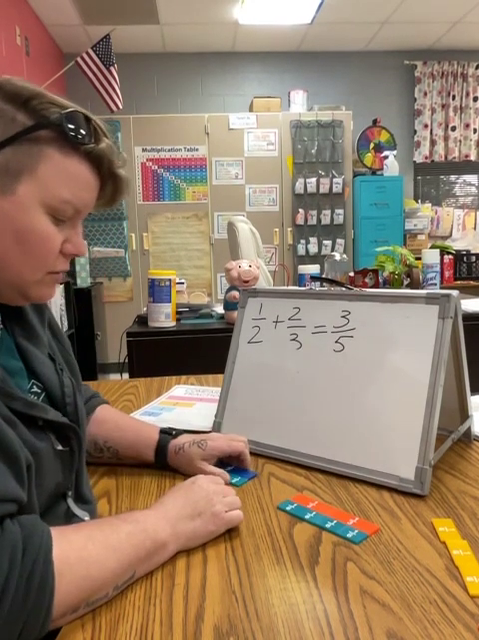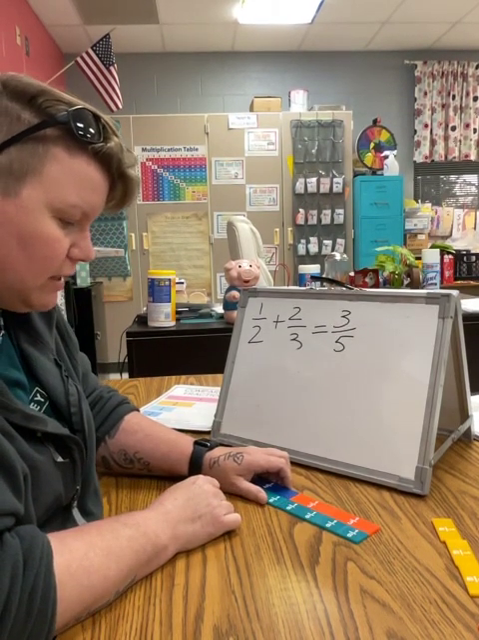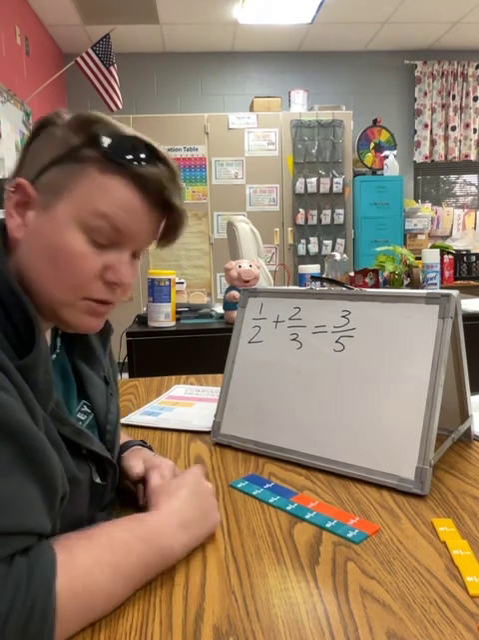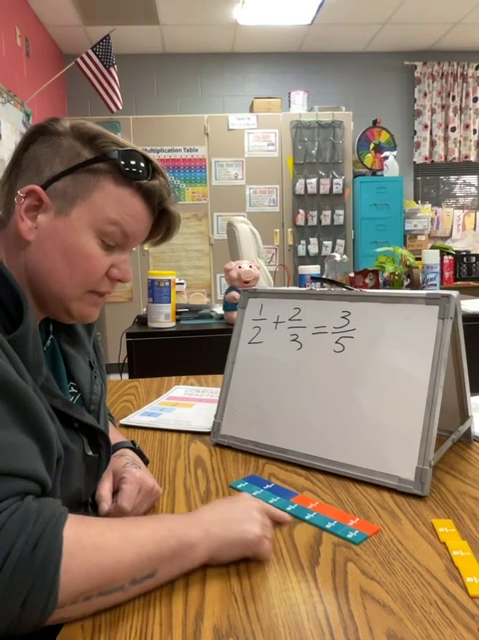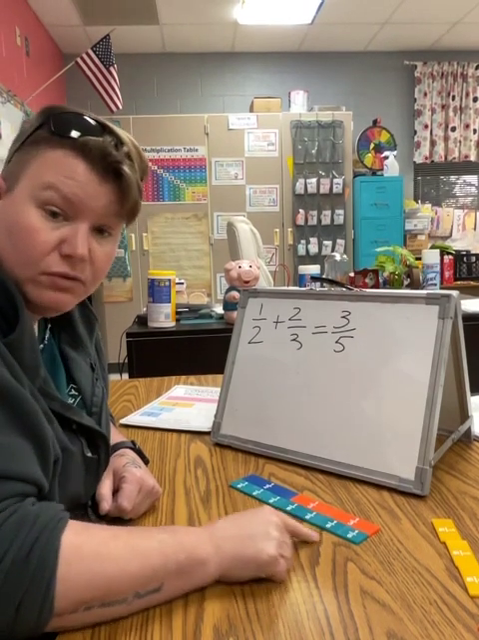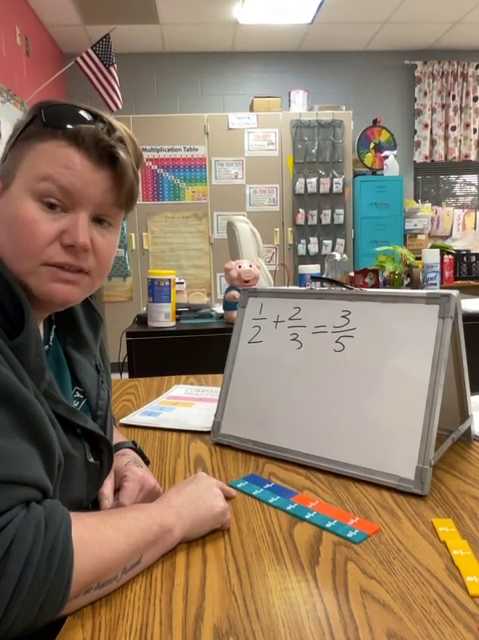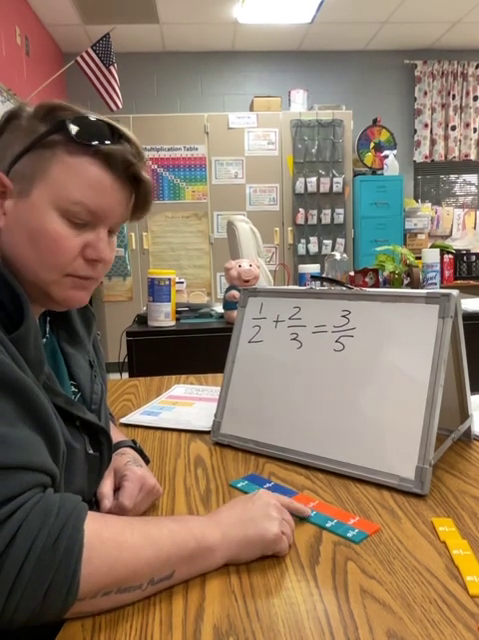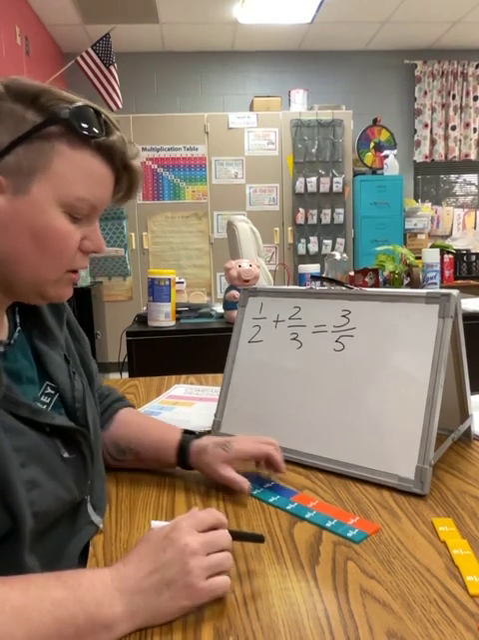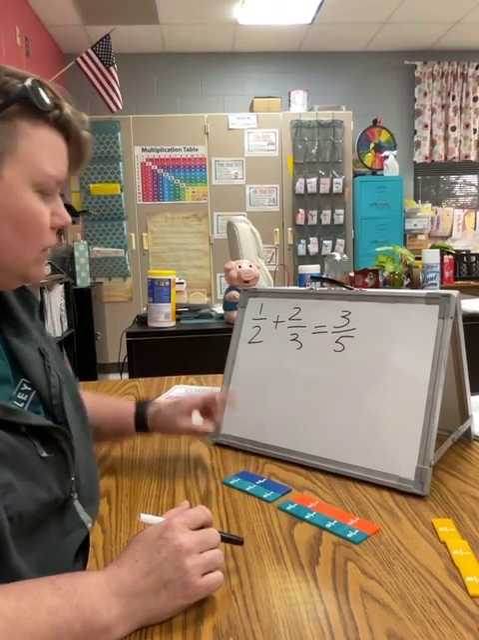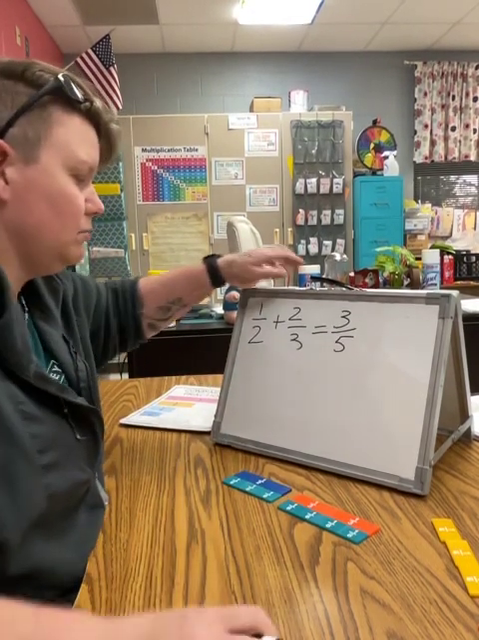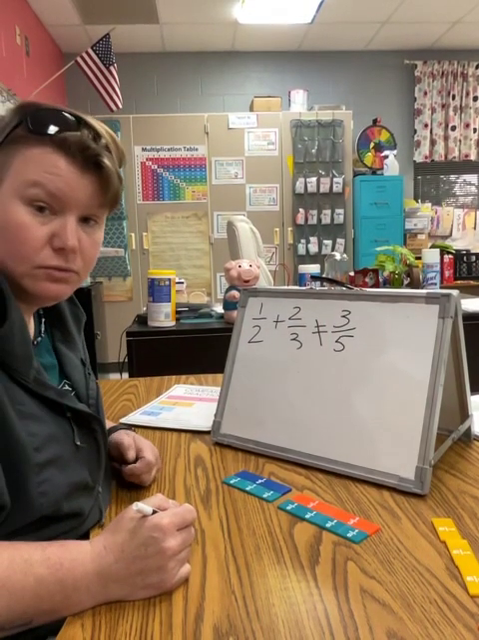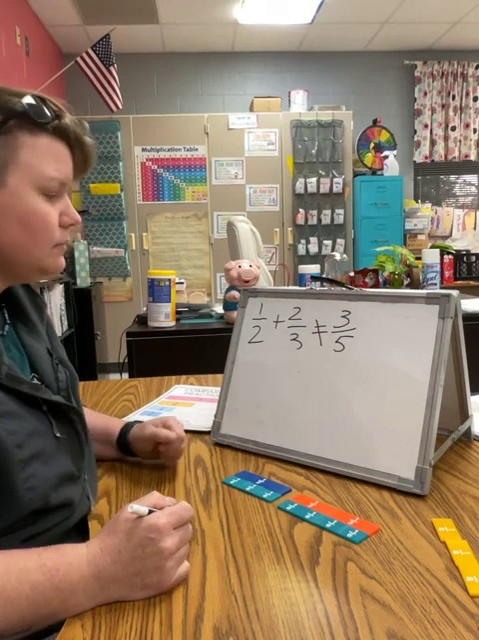If you notice, now when we put them together, they are equal. And our pieces down here with our equivalent fractions are all the same. They're all 1/6 pieces. So let's write our equivalent fractions so that we can solve this, because 1/2 plus 2/3 is not equal to 3/5.